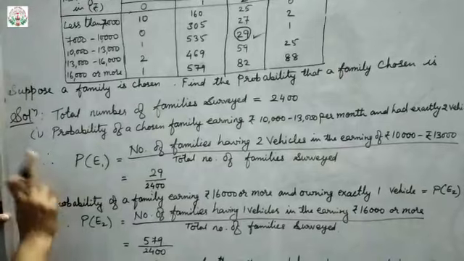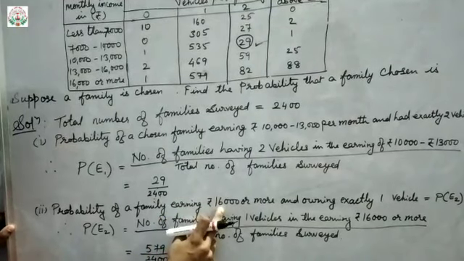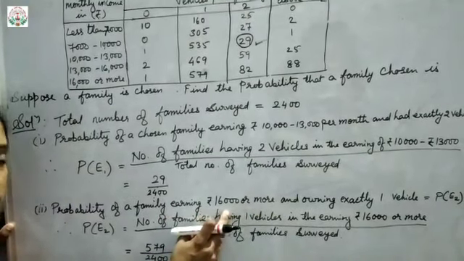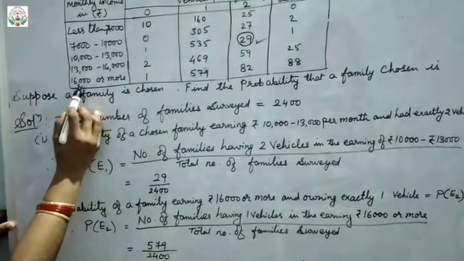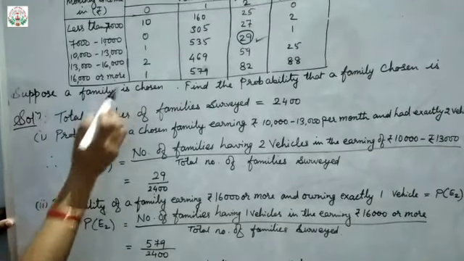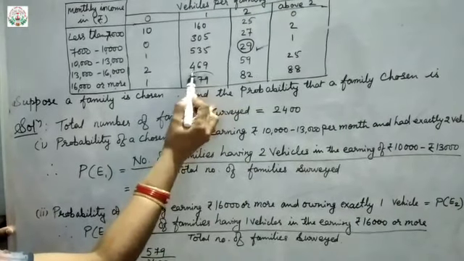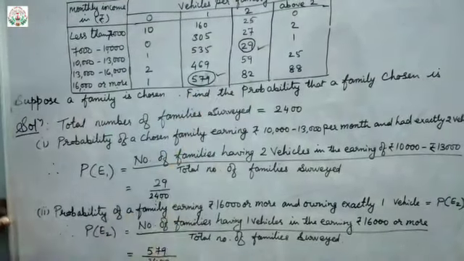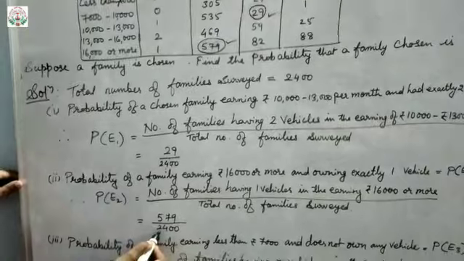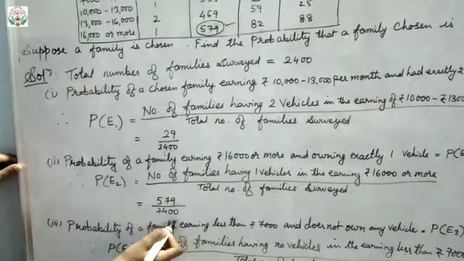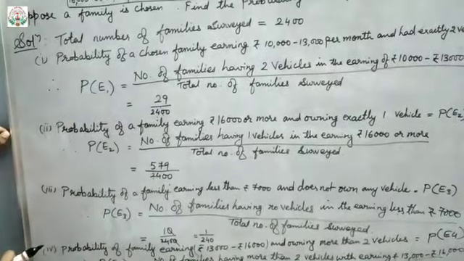So this fraction will be left as it is. Now the second part of the question: the probability of a family chosen earning 16,000 or more and having exactly one vehicle. In the table you can see 16,000 or more, and one vehicle. The number of families is 579 upon the total number of families, 2,400. Clear? This is again not divisible, so we will leave the second probability likewise.